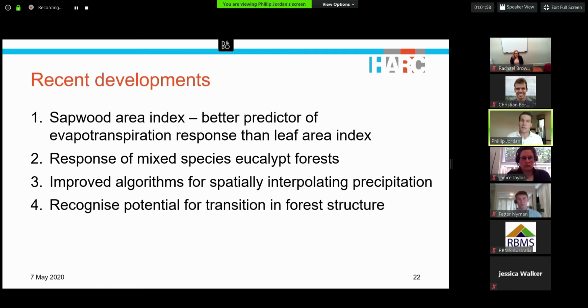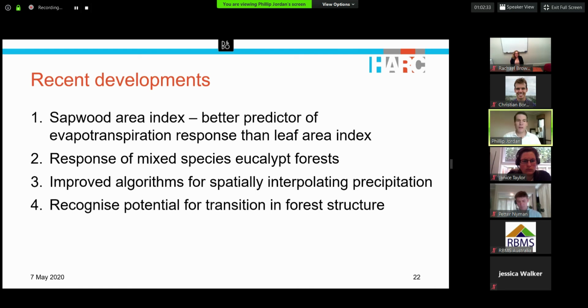So the Kuczera curve's been around obviously for a long time, several decades now, but it was derived in Melbourne's wetter forested catchments that were largely ash-type forests. Trying to extrapolate that curve to mixed species eucalypt forests is a bit of a challenge, and there's been more recent research that's looked at long-term age studies, paired catchment studies, to try and get a better handle on what the shape of that curve looks like in this mixed species eucalypt forest.